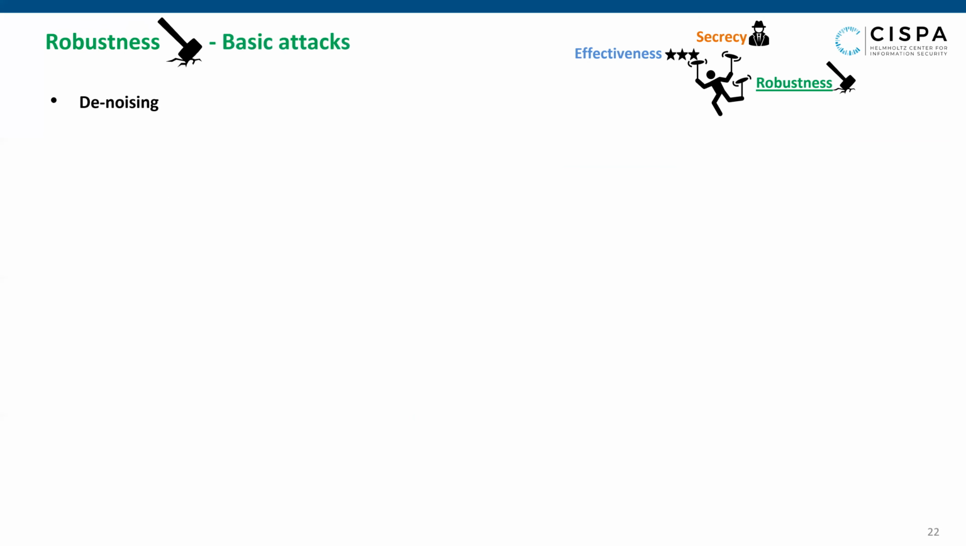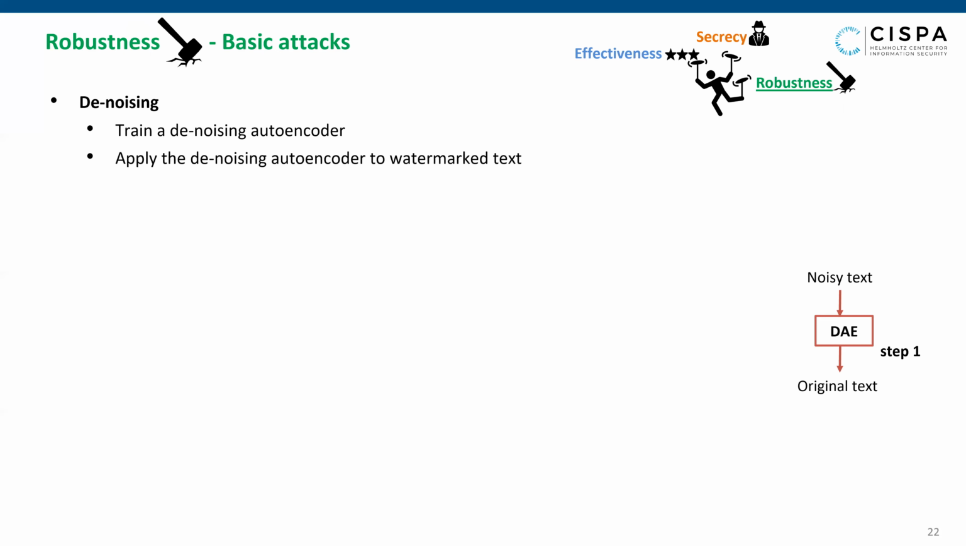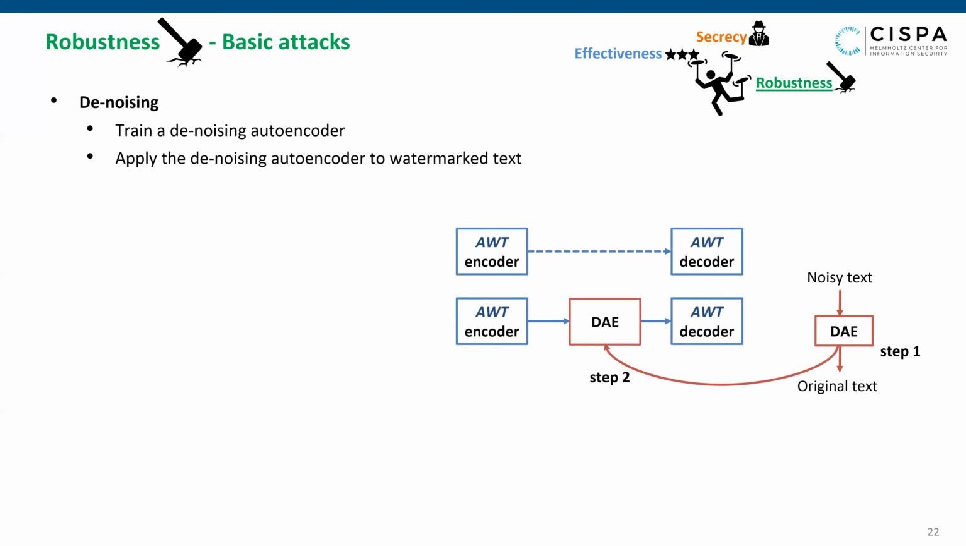We consider two basic attacks. The first one is denoising. Here, the attacker applies random noise to non-watermark text. Then, they train a denoising autoencoder to remove the noise. The DAE is then applied to the watermark text before decoding. This attack assumes that the noise would approximate the watermark.